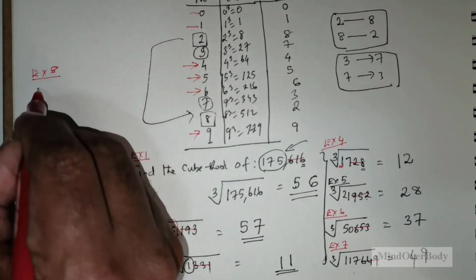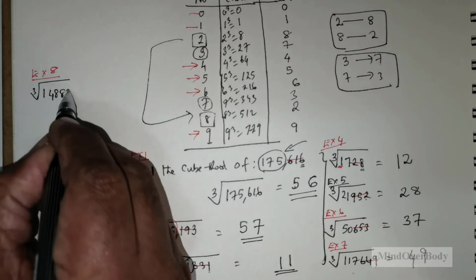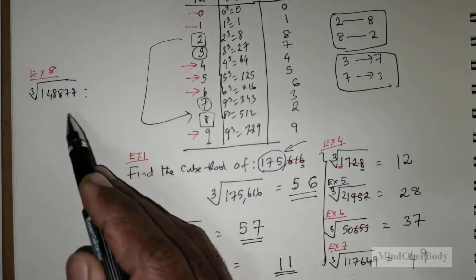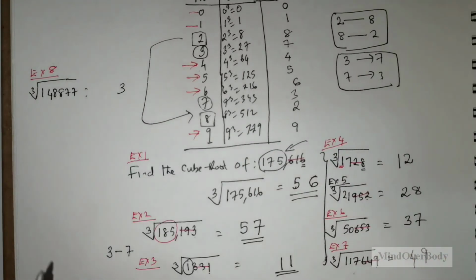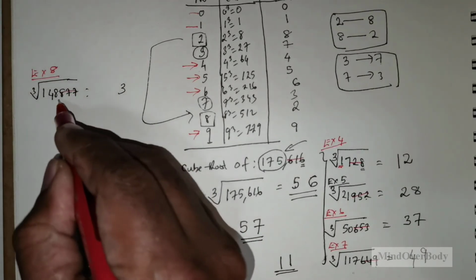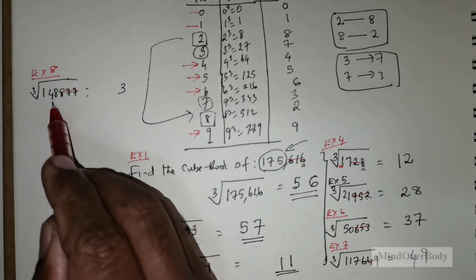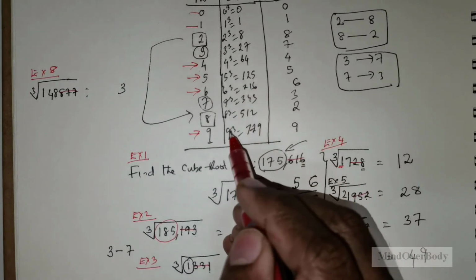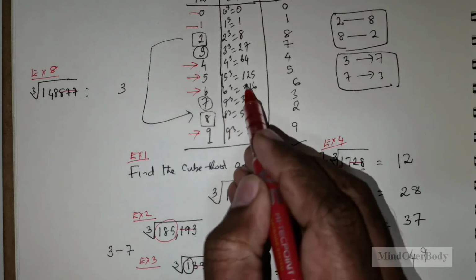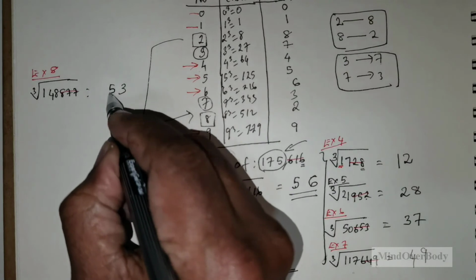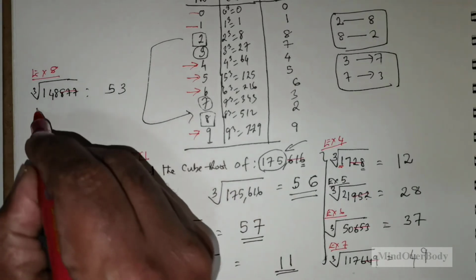So example 8, let me find the third root of 148877. Now clearly I know that there is a pattern between 7 and 3. I have the last digit as 7, so it has to end with 3. So 3 would be the last digit there. Strike out the 3 digits starting from the right side. You got 148. Look for that number which produces less than 148 or 148 on the table. Now 5 cubed gives me 125, but 6 cubed gives me 216. Now clearly it has to be 5. Okay, so the third root of 148877 is 53.